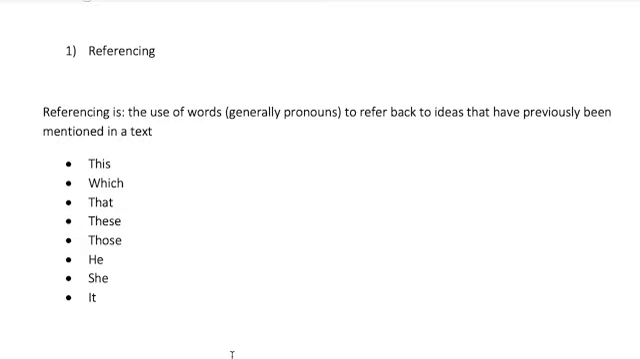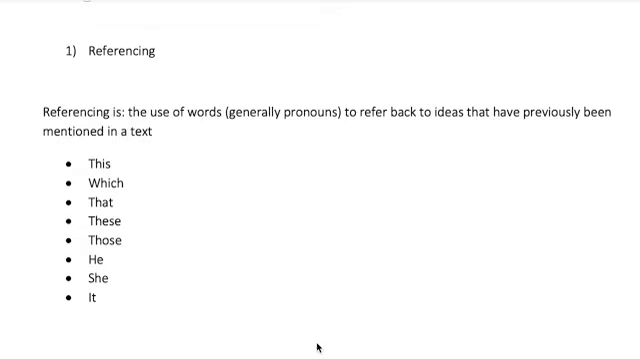Now they can be simple nouns, or they can be whole ideas. A very simple example would be something like, my brother lives in Switzerland, he is a nice guy. That's a really easy bit of referencing. Now in OET reading, referencing is used extensively. There are some questions which are reference questions where it says, what does this mean? What does which mean in this sentence? But it's not just in referencing questions that it's used. It's used all the time.